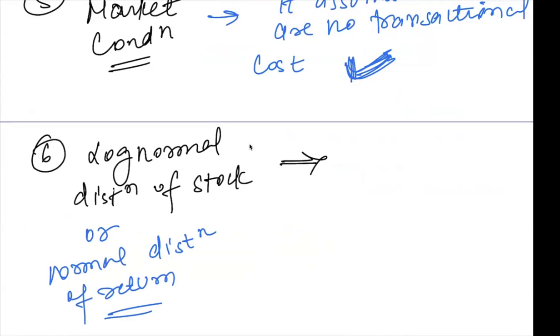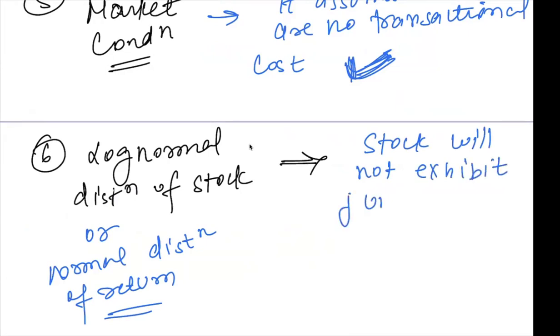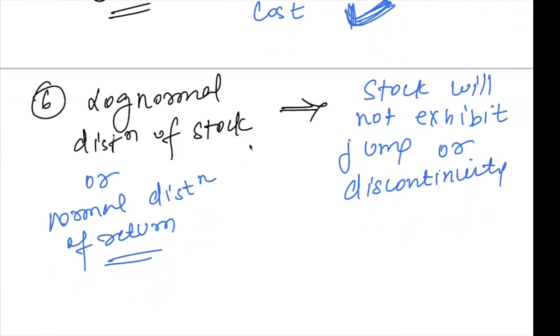And when we say it follows log normal distribution, what we are assuming is that the stock will not exhibit jumps or any kind of discontinuity. But in reality, stock prices can experience sudden jumps or crashes. So that's why this assumption is a little shaky, and it can lead to inaccurate pricing.